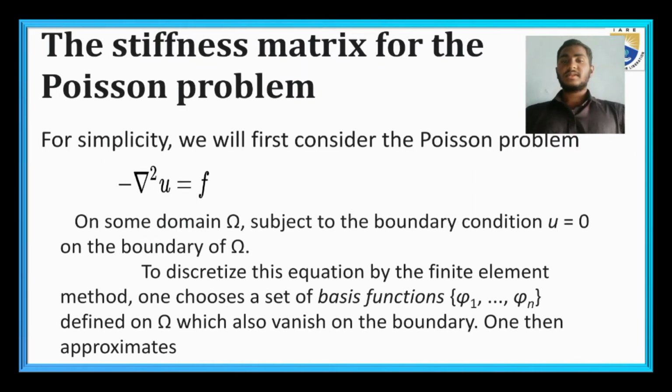The stiffness matrix for the Poisson problem. For simplicity, we will first consider the Poisson problem minus delta squared u equal to f on some domain omega, subject to the boundary condition u equal to 0 on the boundary of omega. To discretize this equation by the finite element method, one chooses a set of basis functions phi 1 to phi n defined on omega, which also vanish on the boundary.